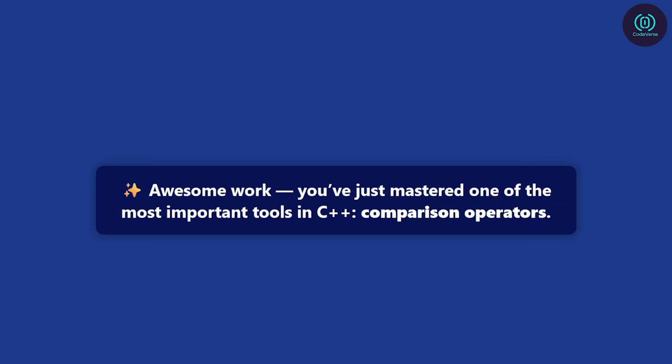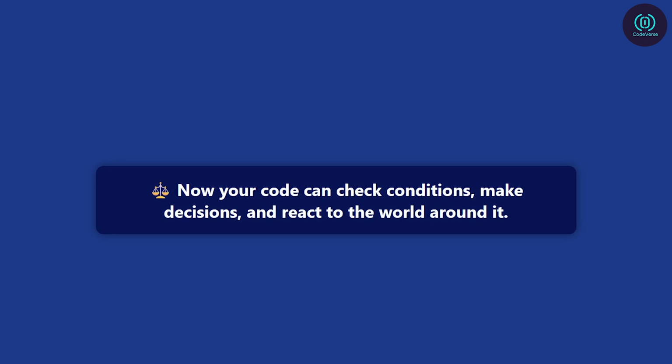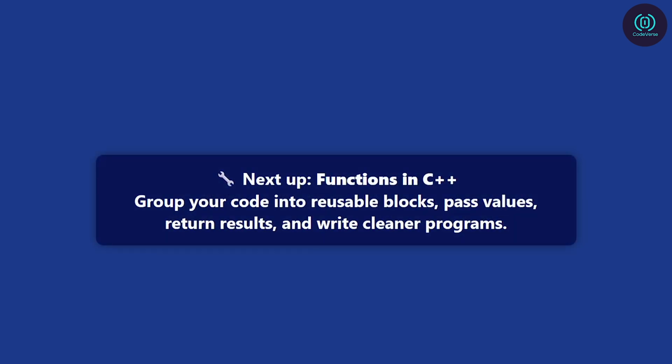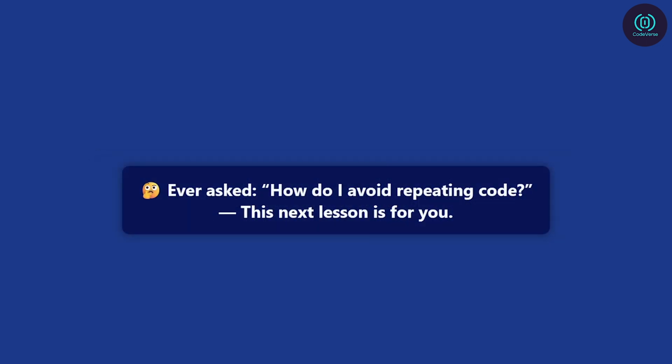Awesome work, you've just mastered one of the most important tools in C++, comparison operators. Now your code can check conditions, make decisions, and react to the world around it. But we're just getting started. In the next video, we'll take your logic to the next level with functions in C++. How to group your code into reusable blocks, pass values, return results, and write cleaner programs. So if you've ever asked, how do I avoid repeating code? This next lesson is for you.